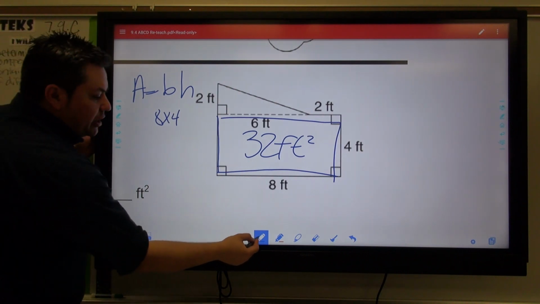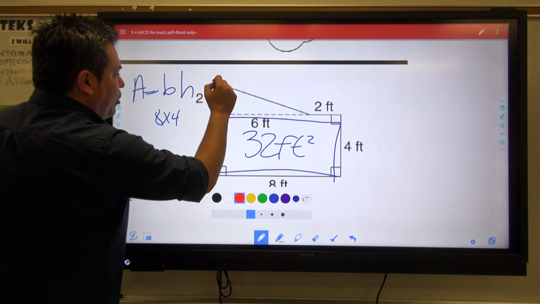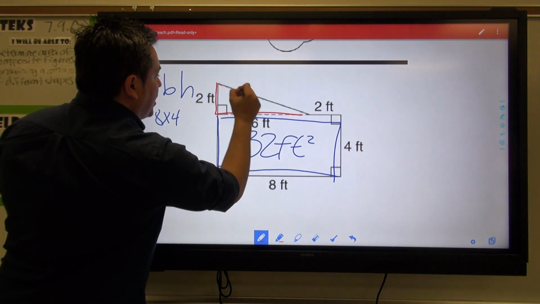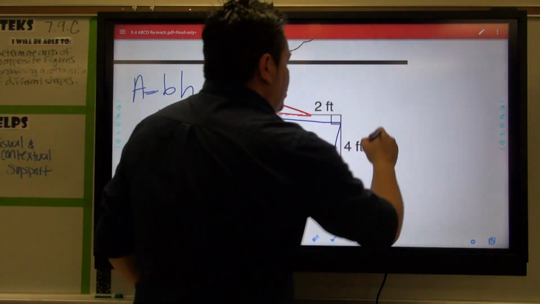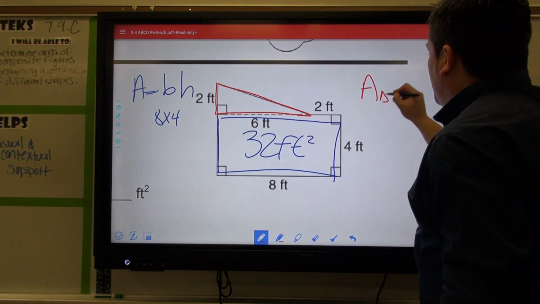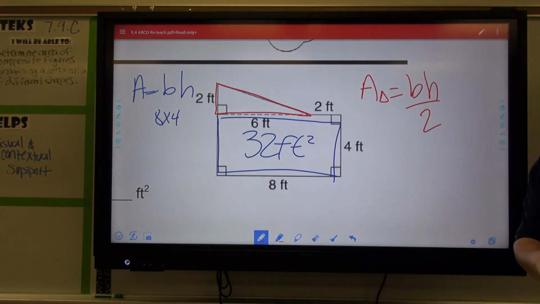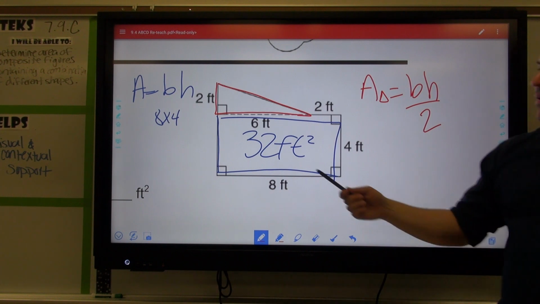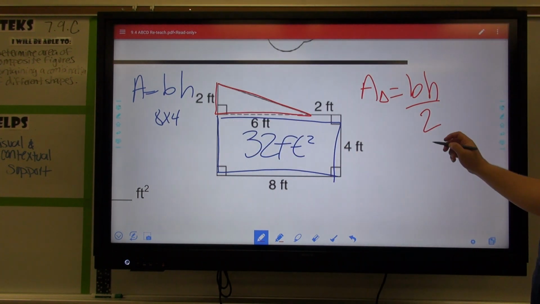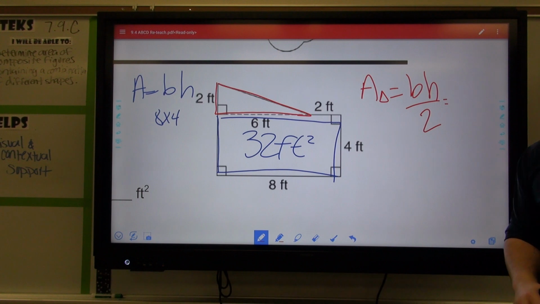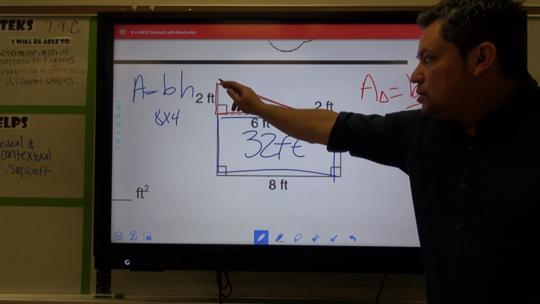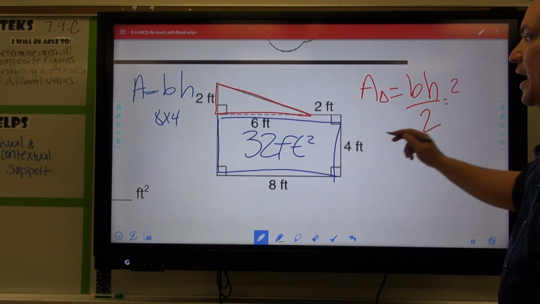Now for my triangle, I have a different formula. This is my triangle right here. The area of a triangle is base times height divided by 2. So I have to find my measures. What's my base in this one? On my triangle? Yes. 2. And my height?